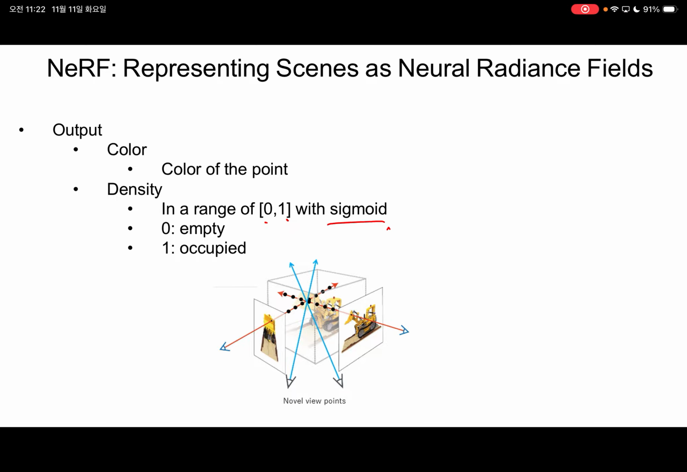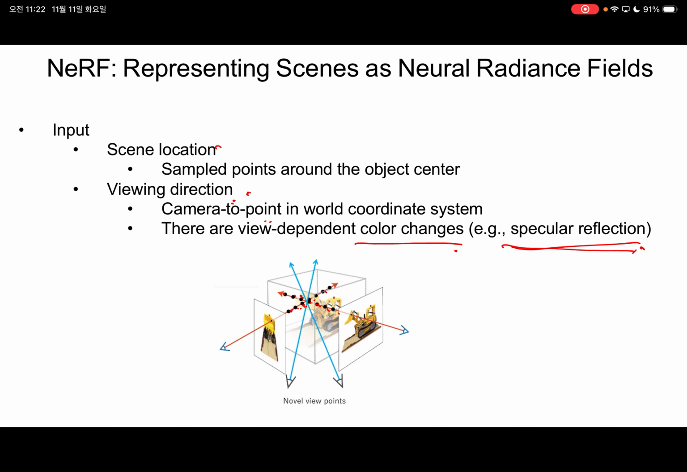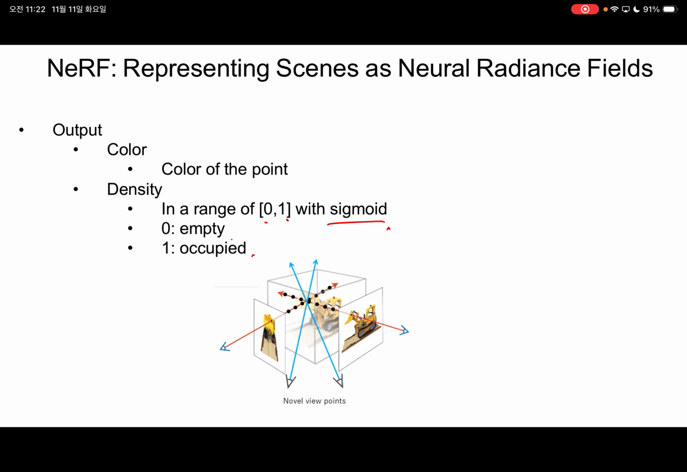Maybe you can define 0 as empty and 1 as occupied. That is the input and output of the neural network. The scene location and viewing direction are the input, and for each 5D input, it outputs color and density, where color is just the RGB color of the point, and density is whether it is occupied or not.